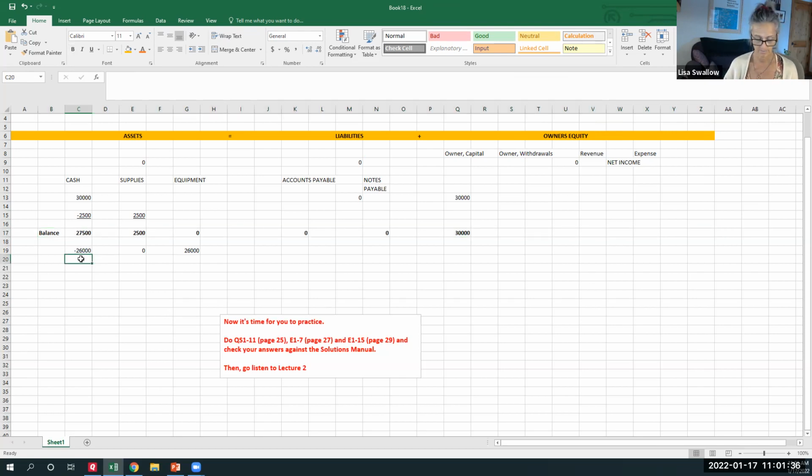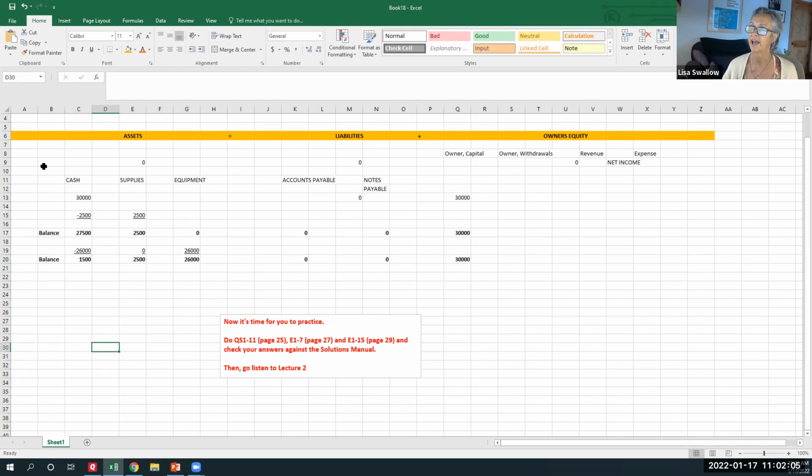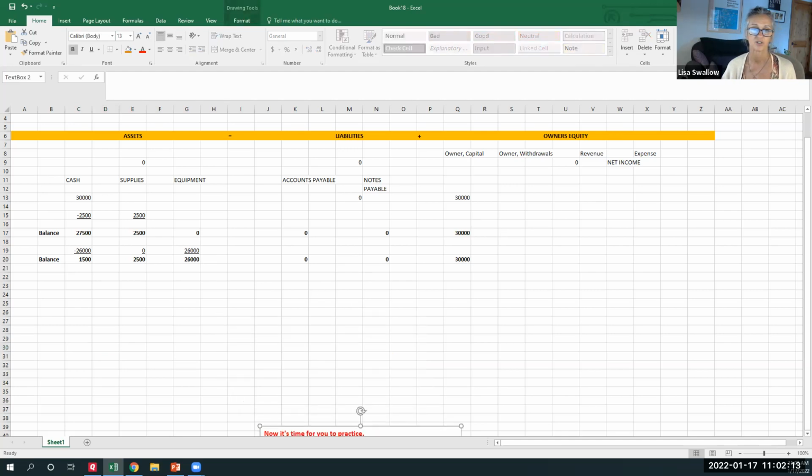And so here I am. It looks like I've only got 1,500 in cash left, 2,500 in supplies, 26,000 in equipment, and nothing's happened over here yet. No AP, no notes, and $30,000 still standing in my capital, right? Is my equation still in balance? Do my assets still equal liabilities plus equity? And it does. Okay, great. Next transaction.